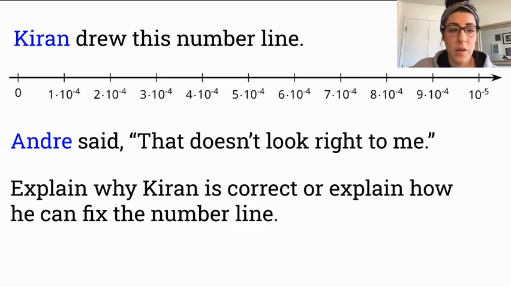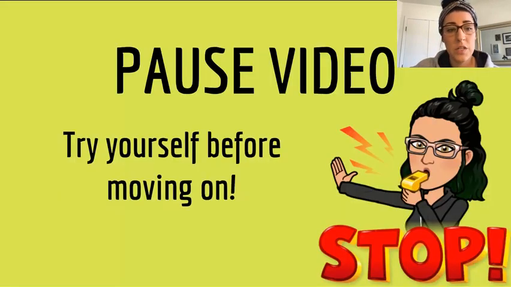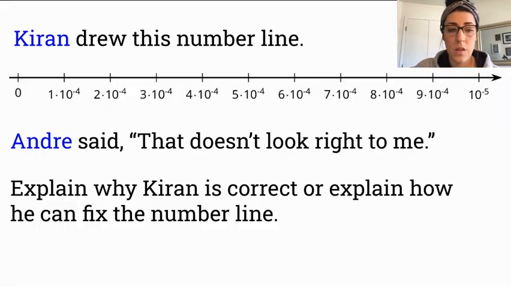Kieran drew the following number line, and Andre said that it doesn't look right to him. Either explain why Kieran is correct or explain how he can fix the number line. Pause the video here and try yourself before moving on. Now that you've had some time to work, let's talk about what we see here.